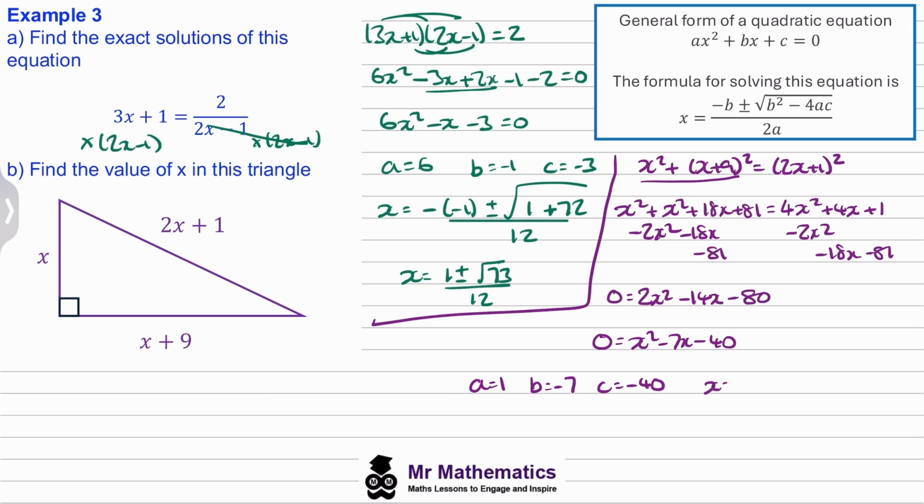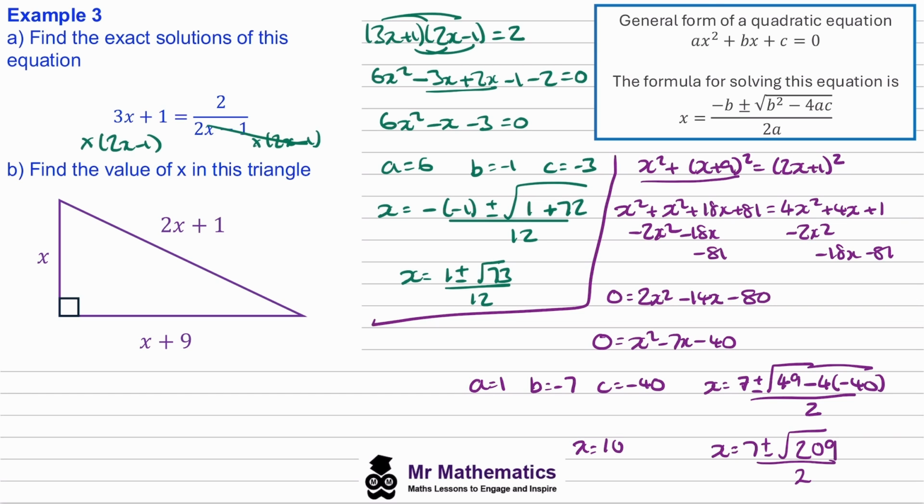So x will equal positive 7 plus or minus the square root of 49 minus 4 lots of negative 40. Tidying this up, x will equal 7 plus or minus the square root of 209 over 2. We know that x cannot be negative because x is a length. So we'll look at the positive case, and this will give us x equals 10.73.